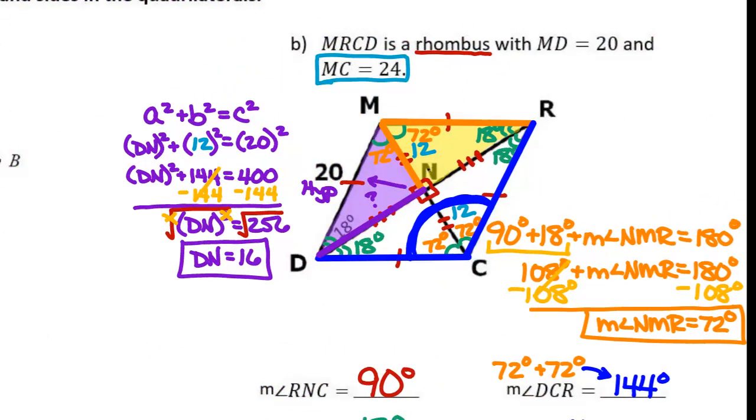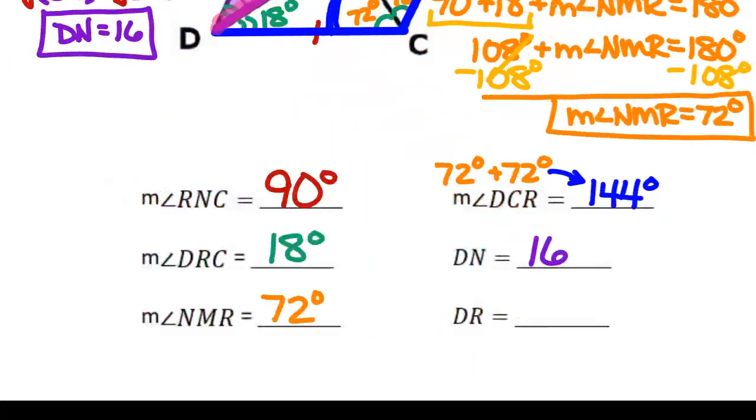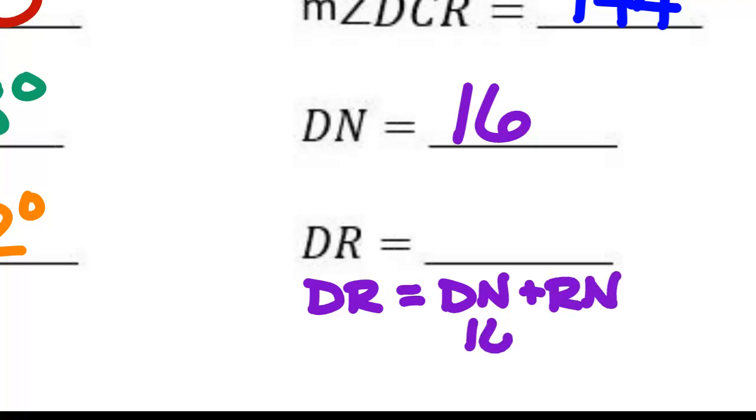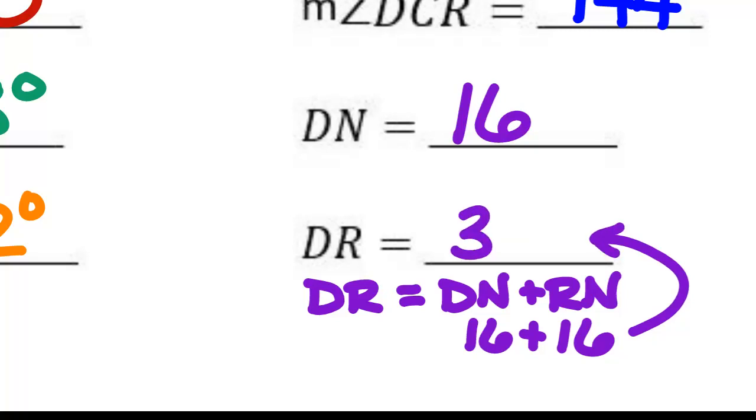One last piece that we need to find. They want me to find DR, which is this whole diagonal in here. Well, if DN is 16, how big is RN? RN would also be 16, yes. That's okay. I broke it into pieces. You guys are absolutely right. DR is equal to DN plus RN. Those are both 16. And so that would give us 32. You guys were absolutely correct.